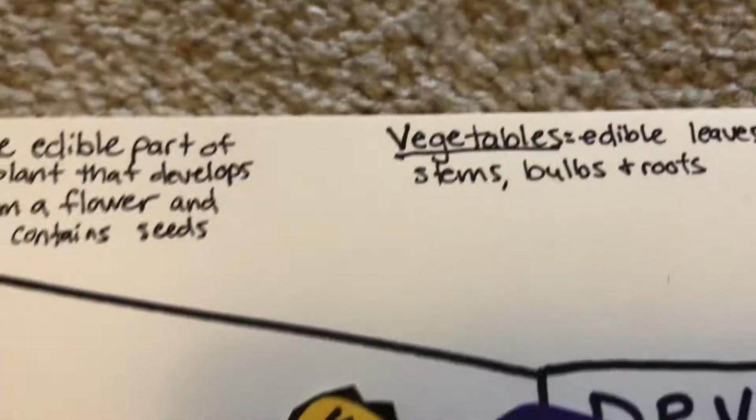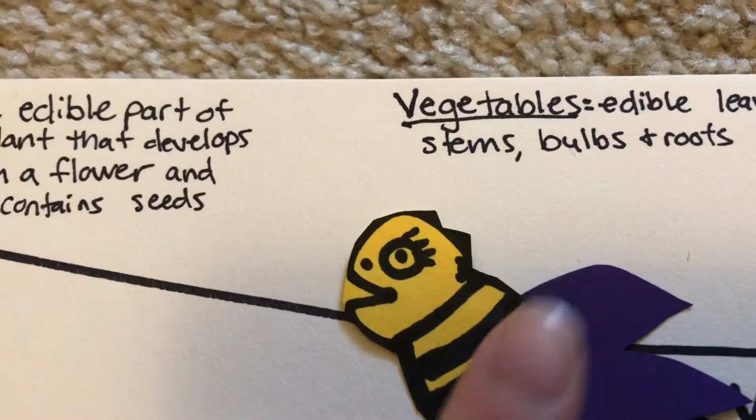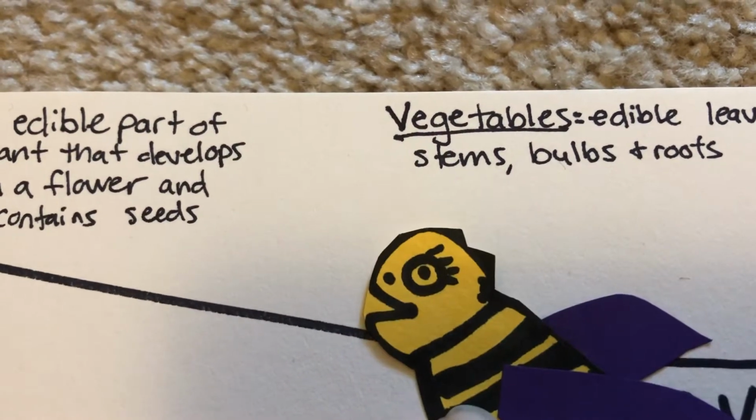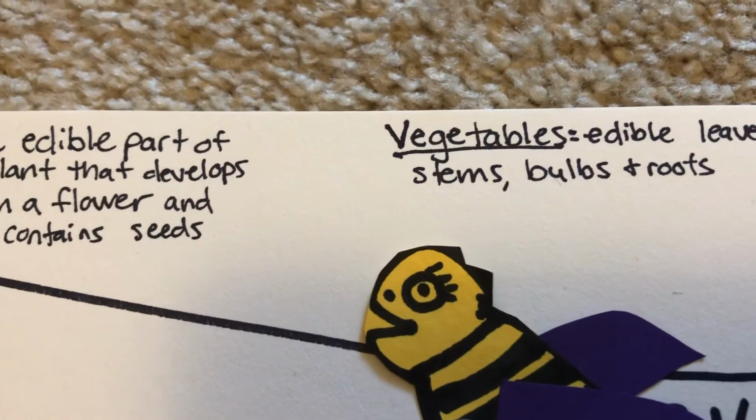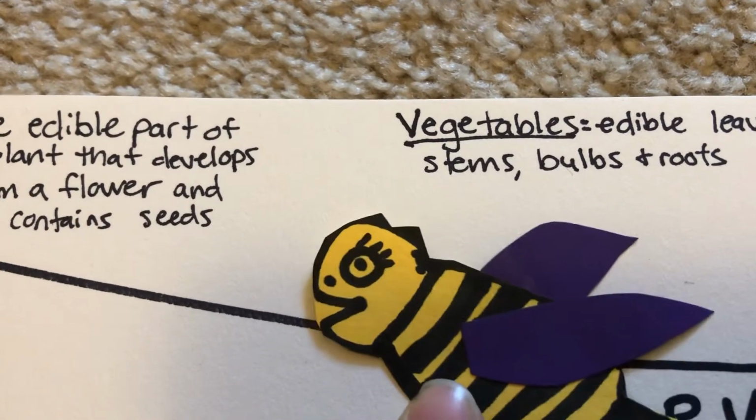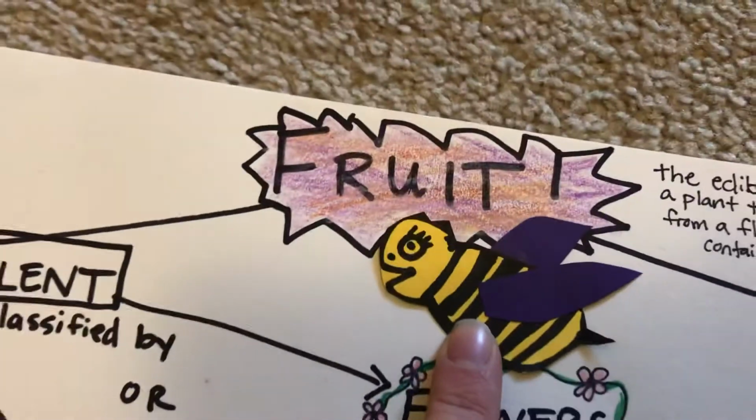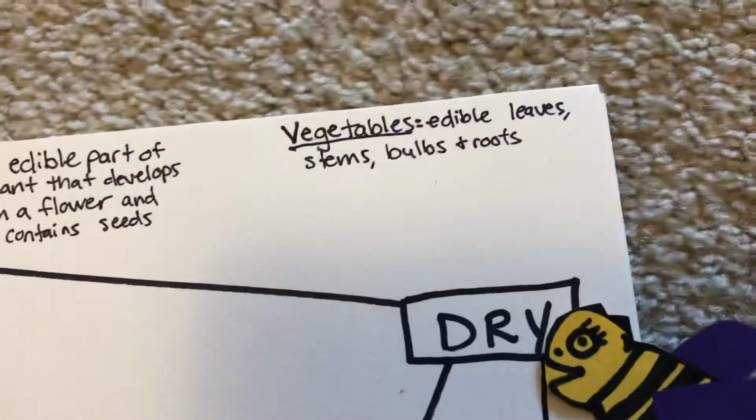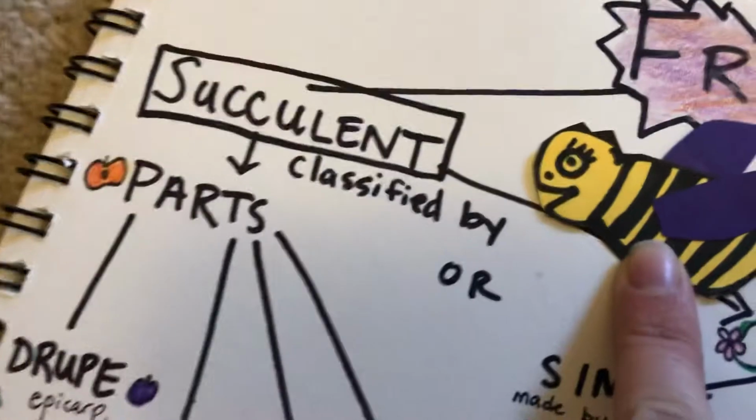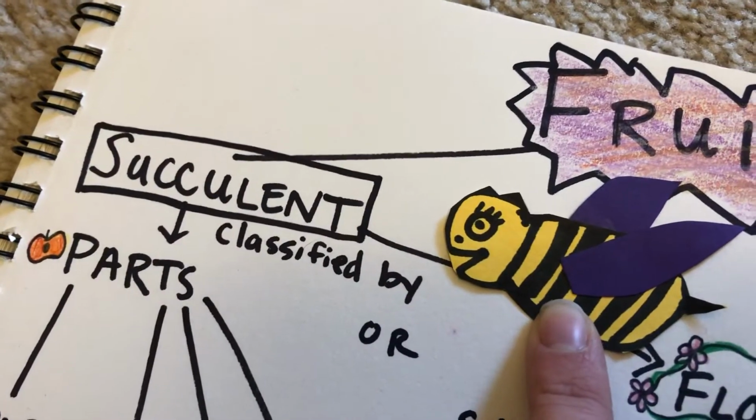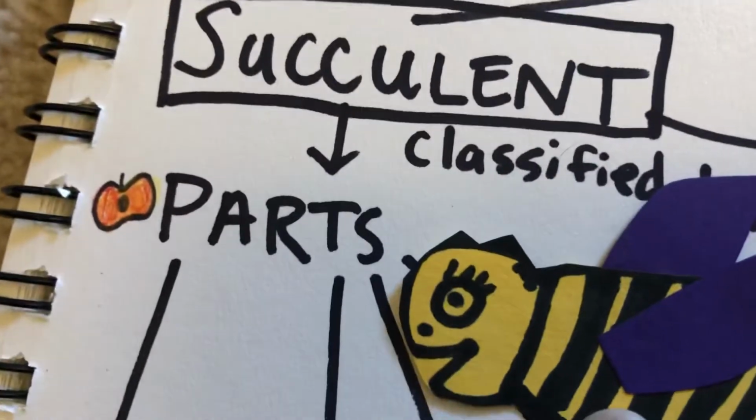So there's probably a lot of different plants that you eat that are actually fruits and not vegetables. Let's take a closer look at how we can classify them. So fruits can be either succulent or dry. Let's take a look at our succulent fruits because there's a lot of different ways we can classify them. We can classify them by their parts.